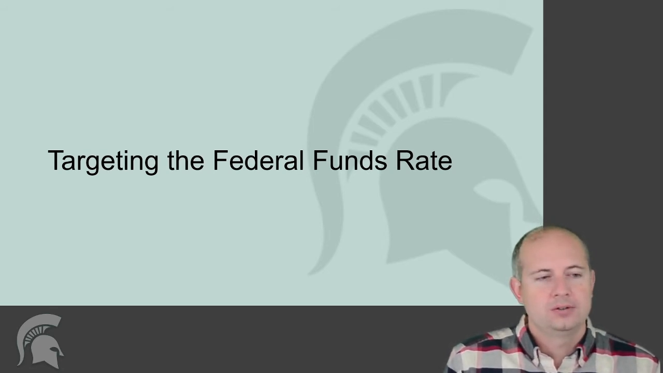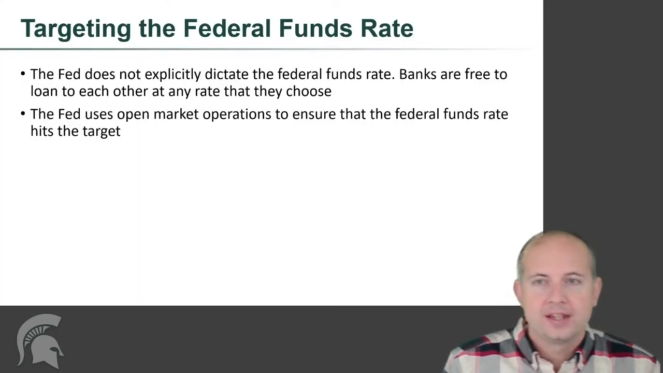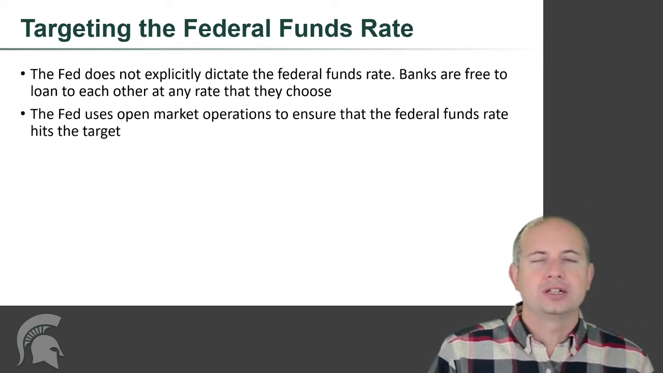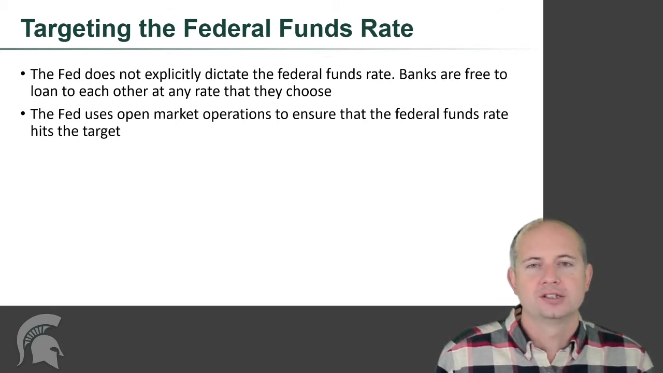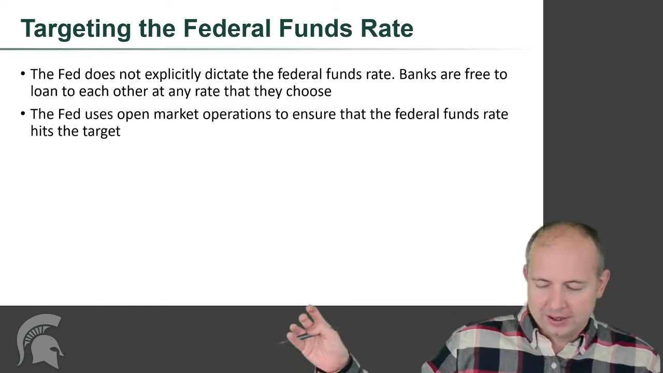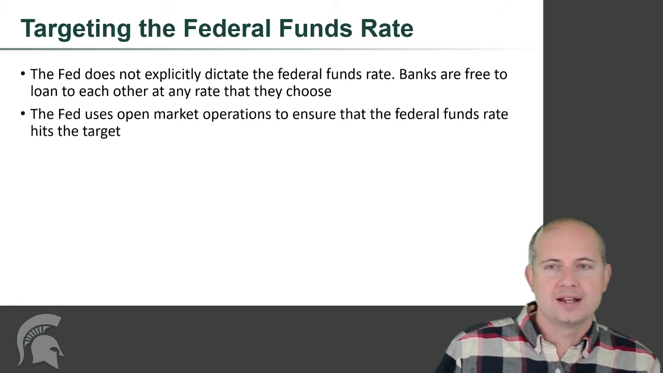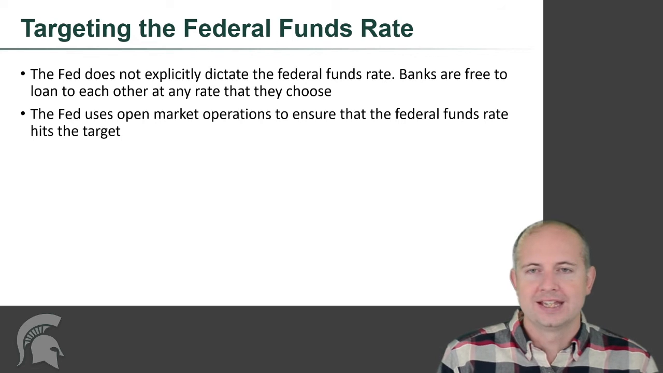Next, we're going to learn about targeting the federal funds rate. So how exactly does that work? Well, like we said, the Fed does not explicitly dictate the federal funds rate. Banks are free to loan to each other at any rate that they choose. The Fed uses open market operations to ensure that the federal funds rate hits the target. Again, the Fed doesn't mandate the federal funds rate. Instead, they adjust the money supply, typically using open market operations, to hit that target.